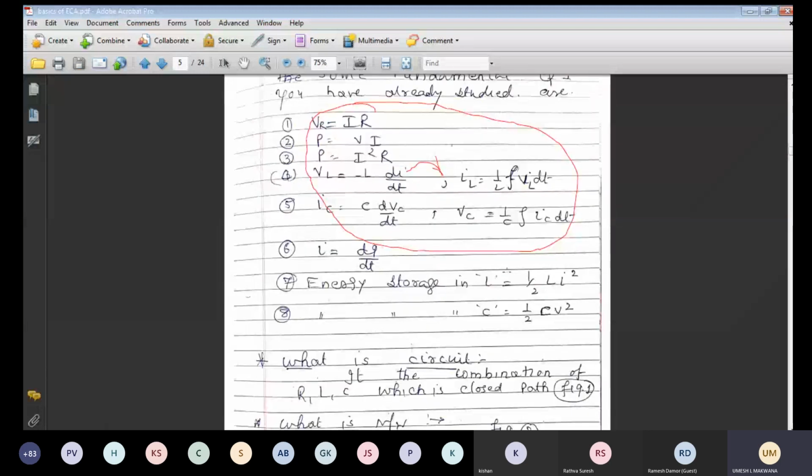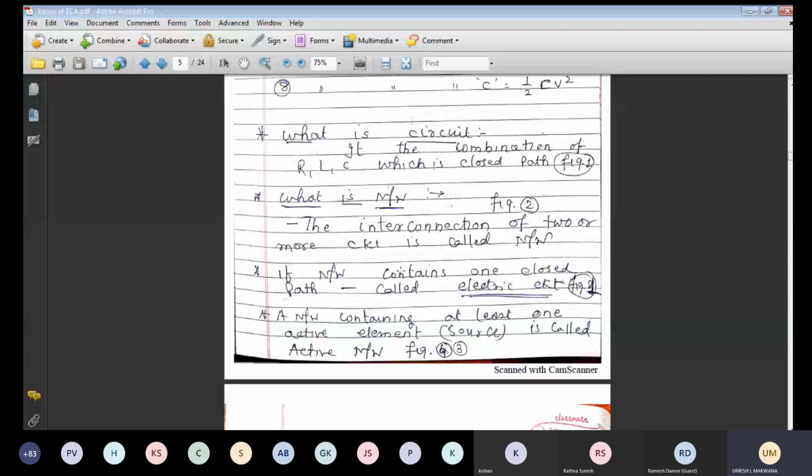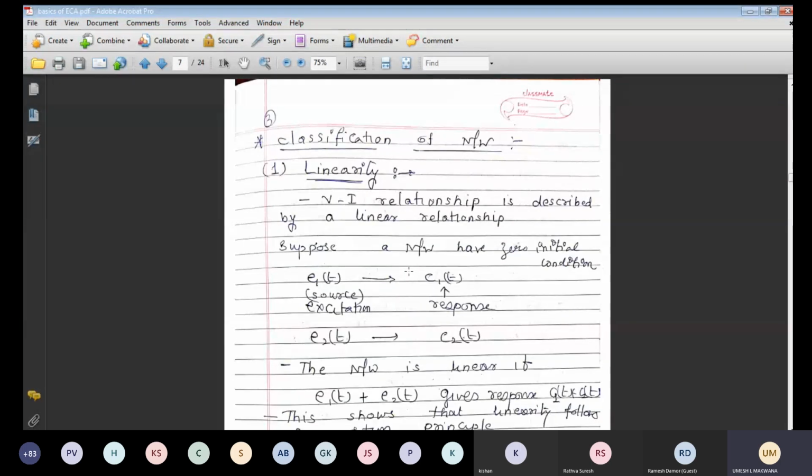Now this is also a fundamental equation. Now there are different types of networks also. I've already given this; I'm just going through this classification of networks. First we have discussed linearity, the linear network. Those who are new, this is the basic type of network.